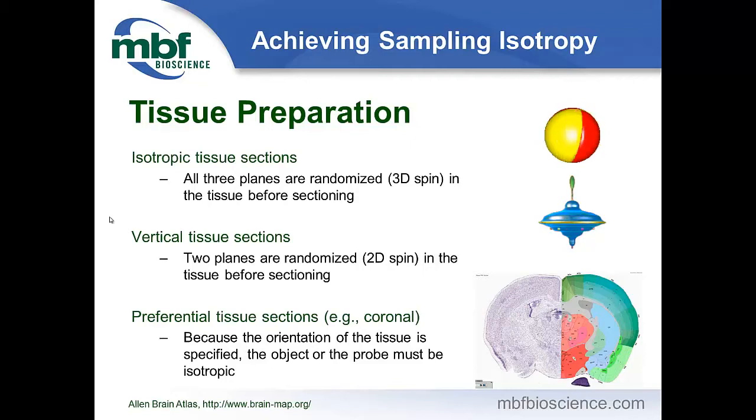And a lot of times it's hard to see where your rostral and caudal and dorsal and medial are. So every time you see a beach ball in this presentation, it means that you have had to take the tissue and randomize it in 3 planes.